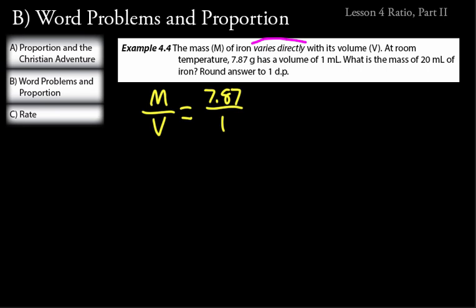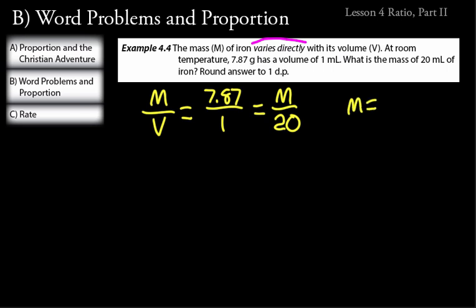So we're trying to find a mass, so we set up a proportion here. What is the mass of 20 milliliters? So we're saying that's equal to m over volume of 20. So we have our proportion. Cross multiply. So we'd have m times 1 is just m.